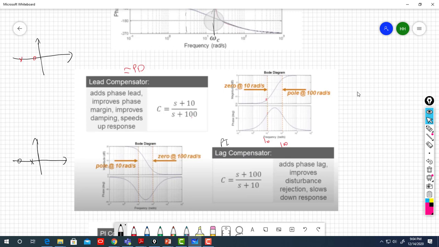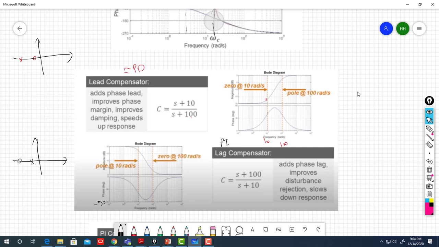So at 10 radian per second you have minus 20 decibel because it is an integral factor, and at 100 plus 20 decibel per decade, so it returns to 0. Also it's minus 90 degrees in between 10 and 100, so you reshape your plant this way.